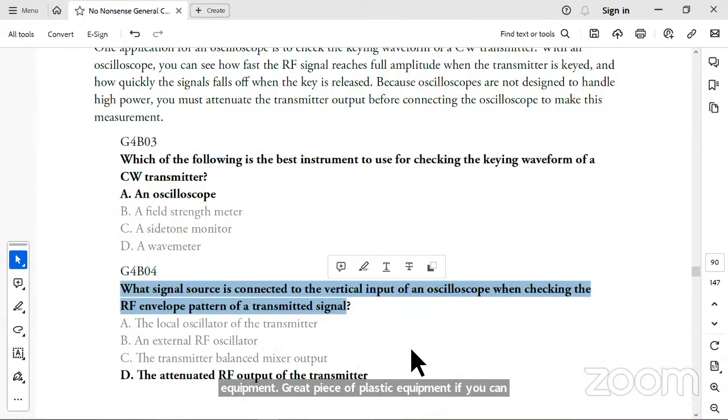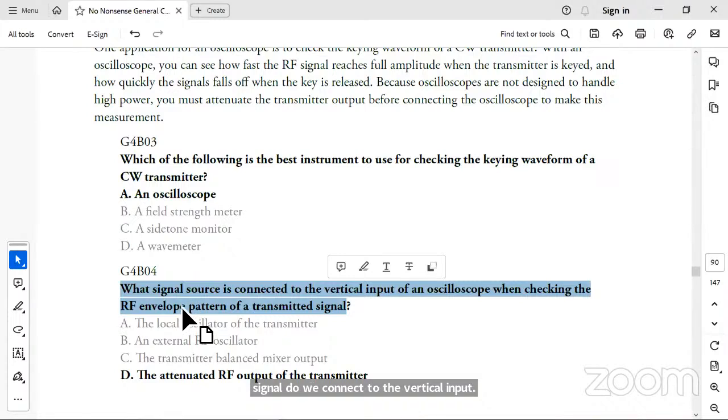What signal source is connected to the vertical input of an oscilloscope when checking the RF envelope pattern of a transmitted signal? Let's dissect this question. We are using an oscilloscope, and they want to know what signal we connect to the vertical input when we are checking what? An RF envelope.